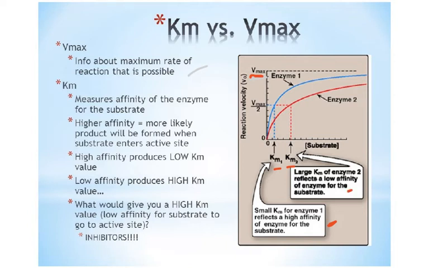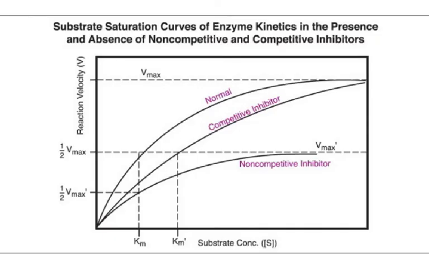And you can see how the substrate is changing. A large Km means more substrate. It is higher, the substrate is increasing this way. So Km measures the affinity of the enzyme for its substrate. Higher affinity, more likely product will be formed when substrate enters the active site. High affinity produces low Km, low affinity produces high Km. So this is what you have to understand. Another very good graph. I want you to look at it and see the difference for the normal, the competitive and the non-competitive inhibitor, and how the Km changes for all these.